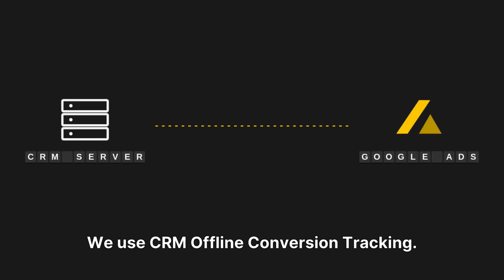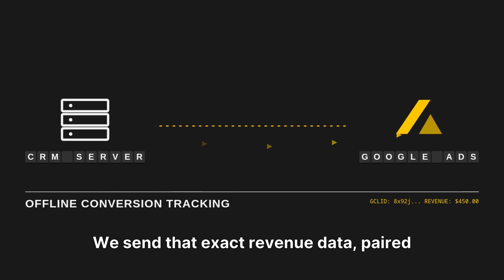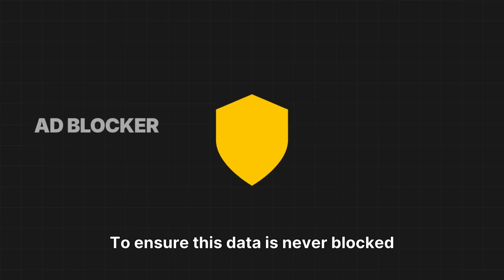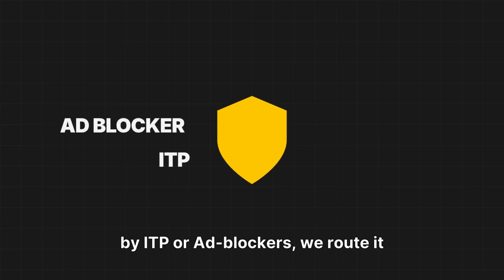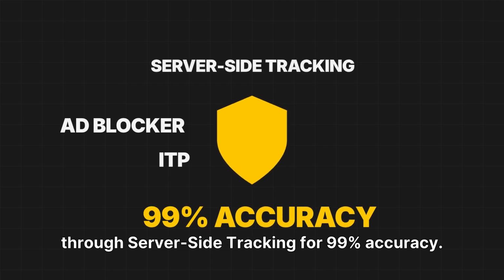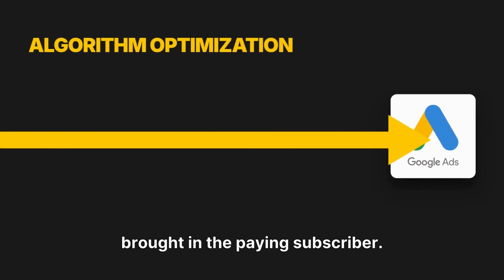We use CRM offline conversion tracking. We send that exact revenue data paired with the original click ID straight back to Google Ads. To ensure this data is never blocked by ITP or ad blockers, we route it through server-side tracking for 99% accuracy. Now Google's algorithm knows exactly which ad brought in the paying subscriber.